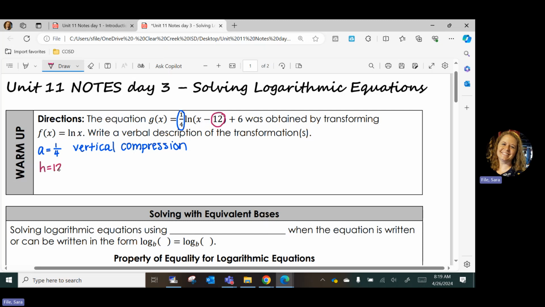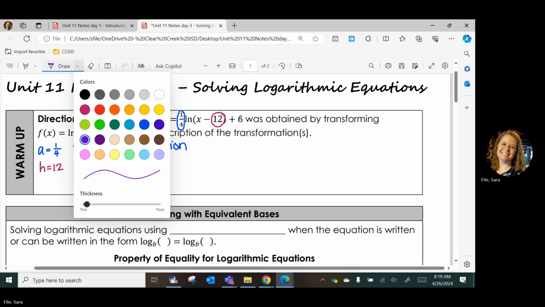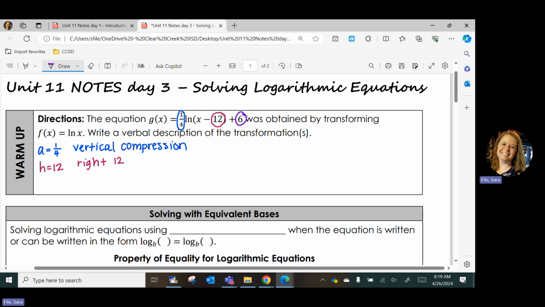So H is actually positive 12, which tells us our graph has translated right 12 because H is our horizontal shift. And then the last one is the 6. That is your K. That is your vertical shift. It's added on the outside and it is a positive. So it tells us our graph is shifted up 6. If you got those, fantastic. If you didn't, make sure you correct mistakes you had or add in the ones that you missed. And just make sure that you keep practicing this.